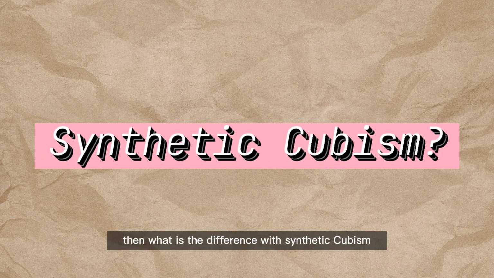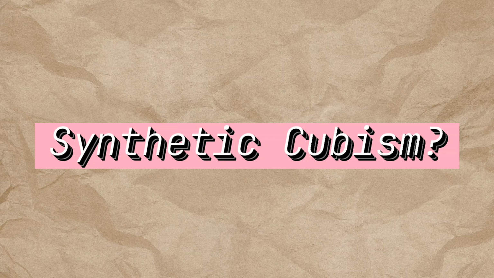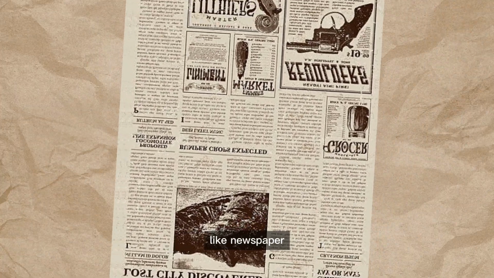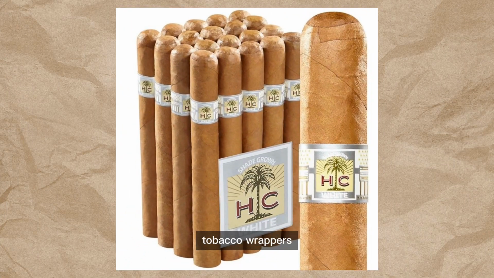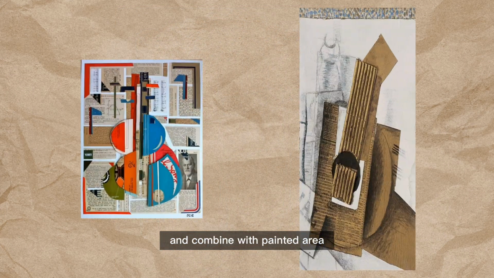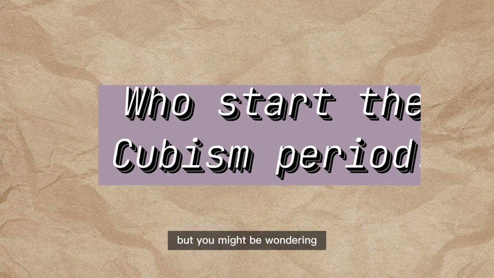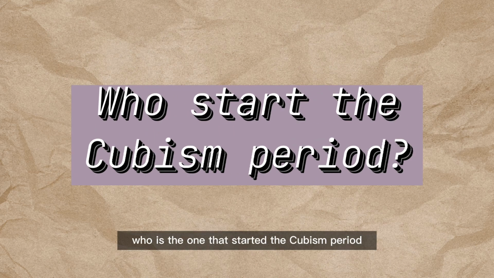Then what is the difference with synthetic Cubism? Synthetic Cubism usually uses a lot of foreign material like newspaper and tobacco wrappers, pasted on the canvas and combined with painted areas. But you might be wondering, who is the one that started the Cubism period?